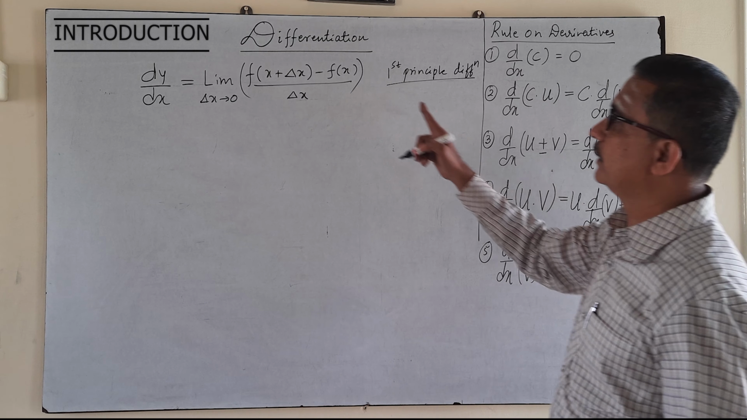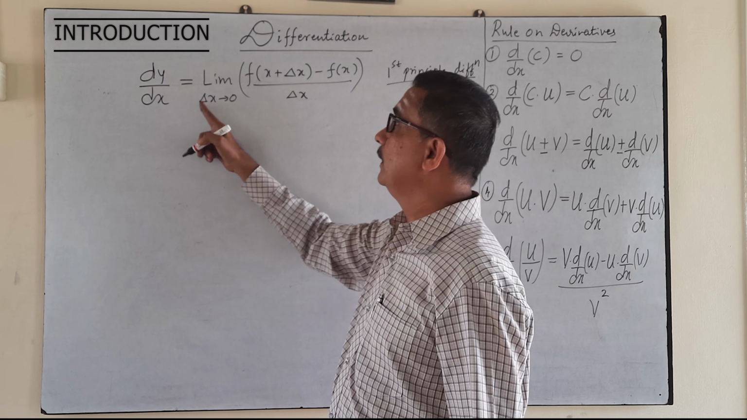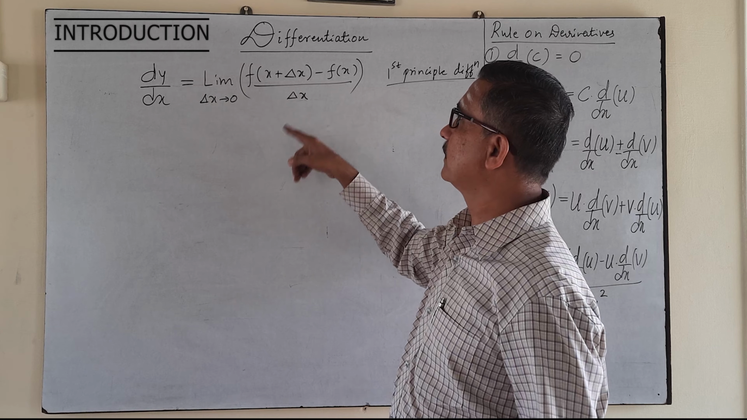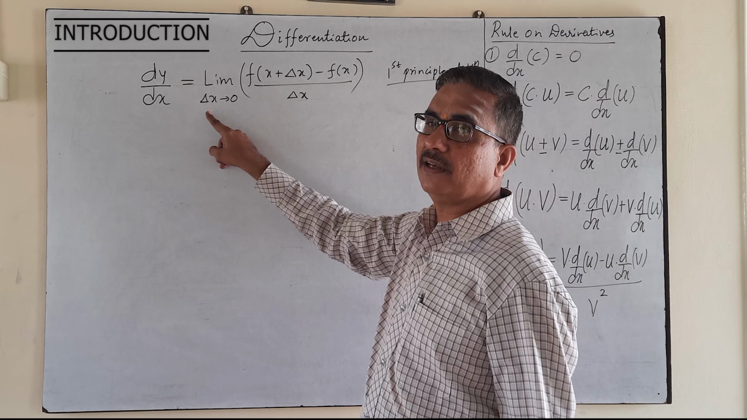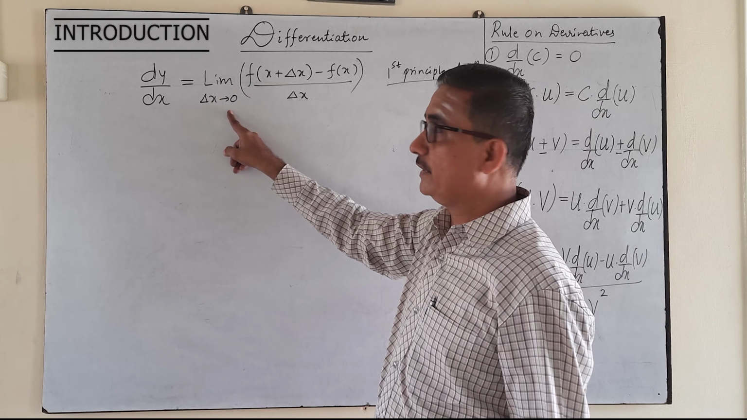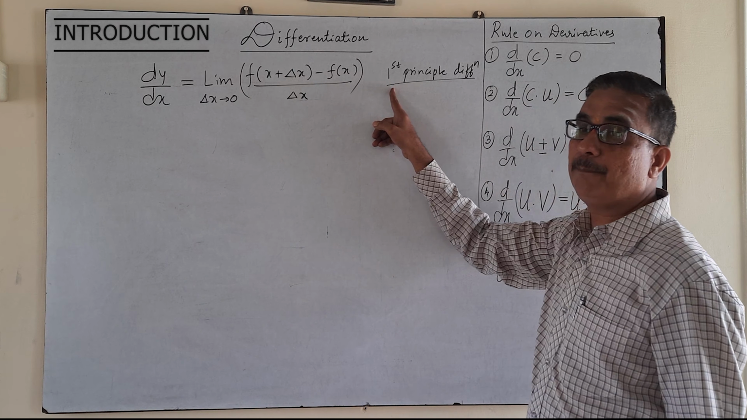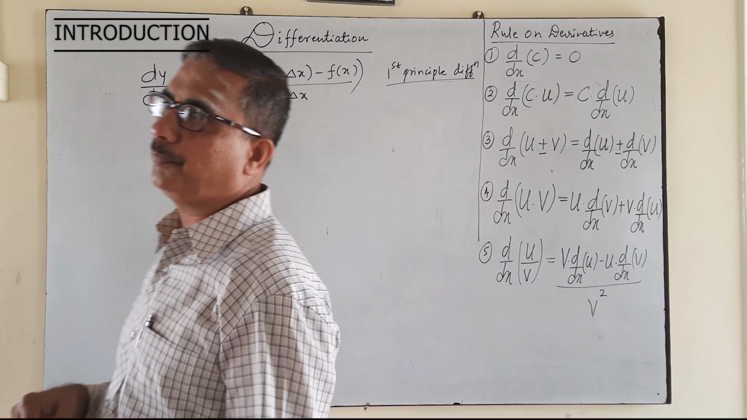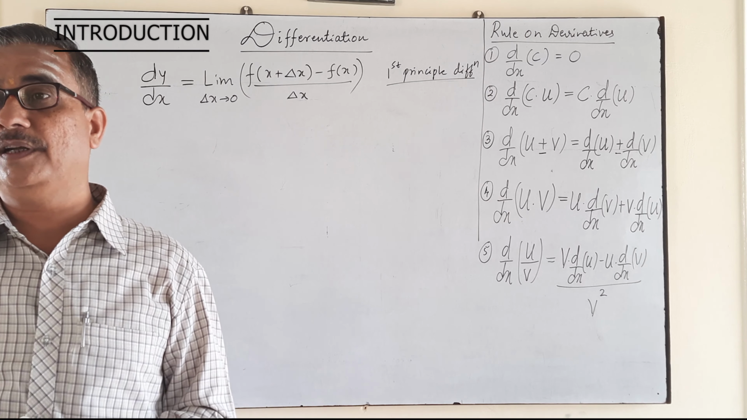Now, this is the formula for dy by dx. Remember, dy by dx is equal to limit of f of x plus delta x minus f of x divided by delta x as delta x tends to 0. This process of differentiation is known as first principle derivatives. Again here in second PU, there are three important results in first principle derivatives.